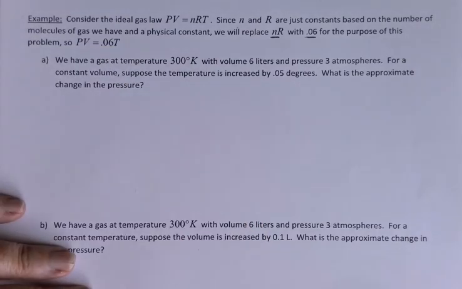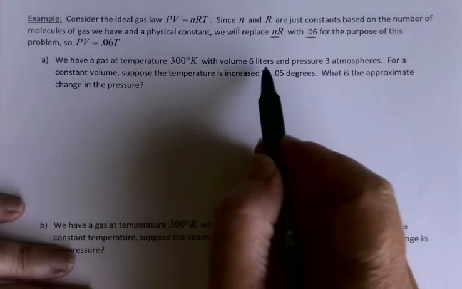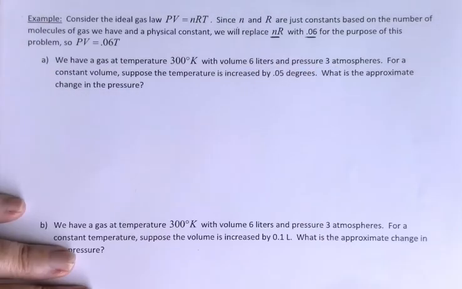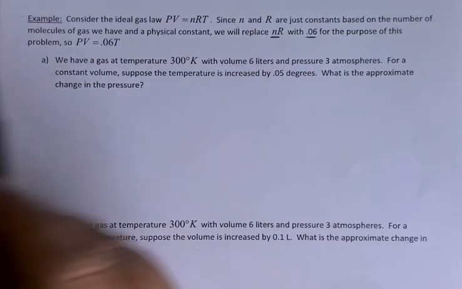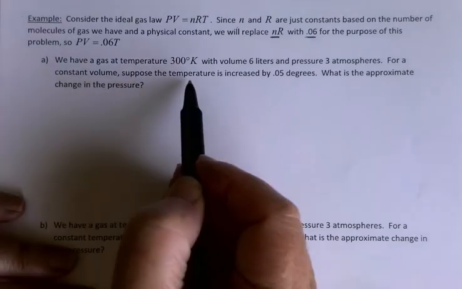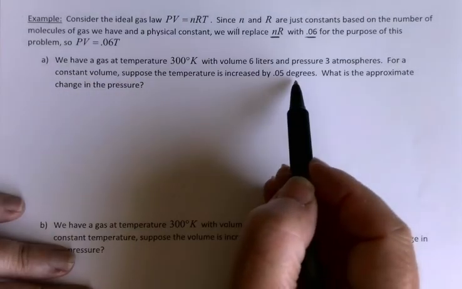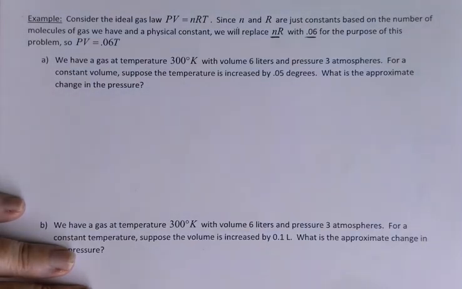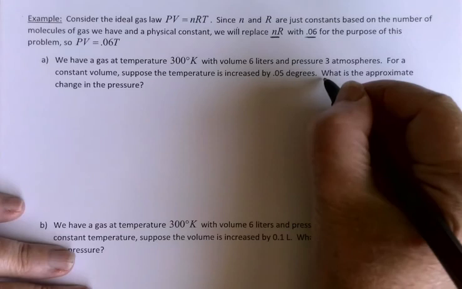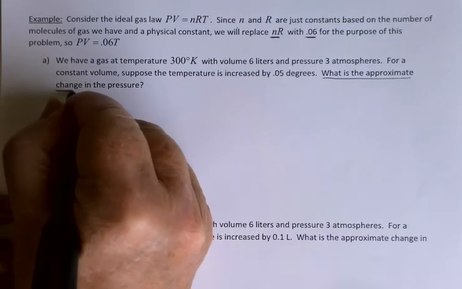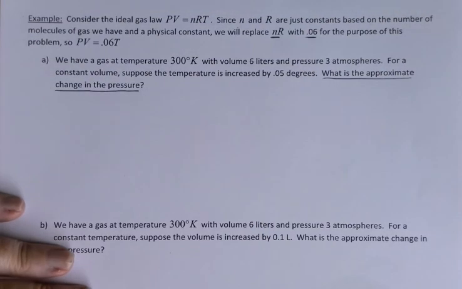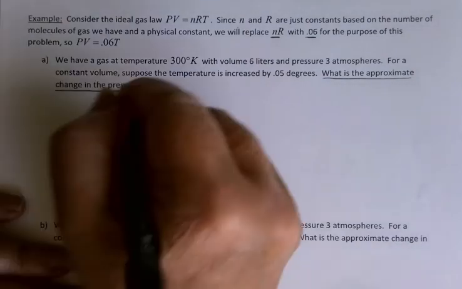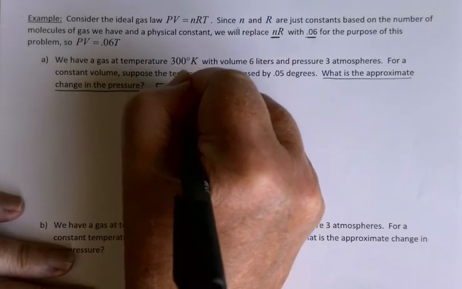All right, in part A, we have a gas at temperature 300 degrees Kelvin with volume 6 liters and pressure 3 atmospheres. For constant volume, suppose that the temperature is increased by 0.05 degrees. What is the approximate change in pressure? So let me start by just focusing on the fact that I want the approximate change in pressure. That means I really want an equation for P. Ultimately, I want to find dP.